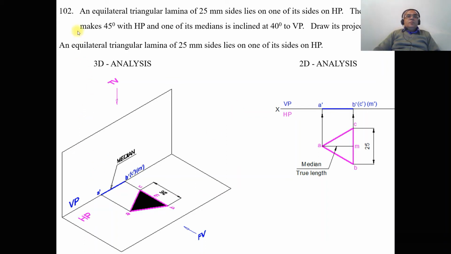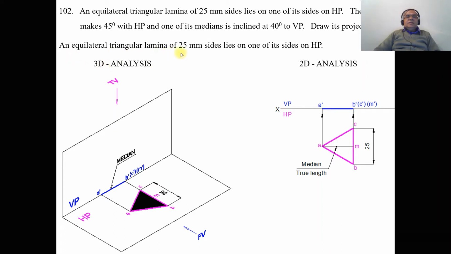Now we will take up one more problem on projections of laminas, how to analyze this in 3D and 2D analysis, and also how to solve this problem by using the sketchbook. The problem reads as: an equilateral triangular lamina of 25 mm sides lies on one of its sides on HP. The lamina makes an angle of 45 degrees with HP and one of its medians is inclined at 40 degrees to VP. Draw its projections.